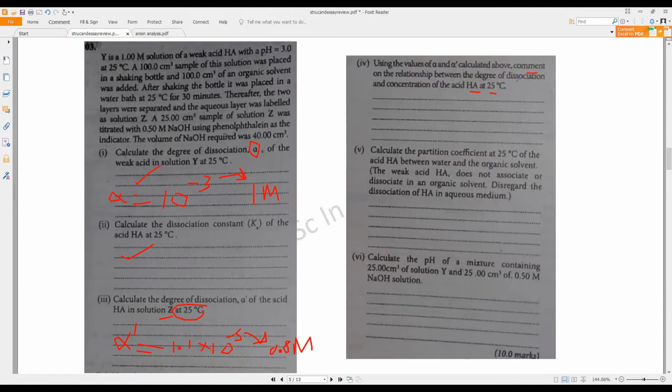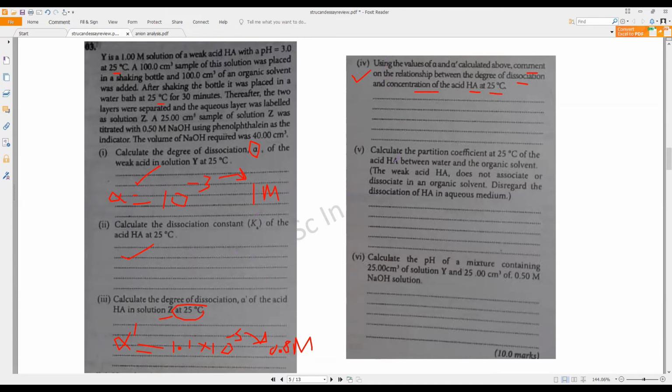Comment on the relationship between degree of dissociation and concentration of the acid. The easiest thing that you can comment here is, when the concentration of the acid is decreasing, degree of dissociation has increased at 25 degrees Celsius. This is important. You have to mention the temperature as well, because they are maintaining the temperature at 25 in each case, and you are comparing two situations. So the comment is, you can see alpha is increasing. Basically the degree of dissociation has increased. The dissociation is increased when the concentration is decreased. That is the idea of this particular question.